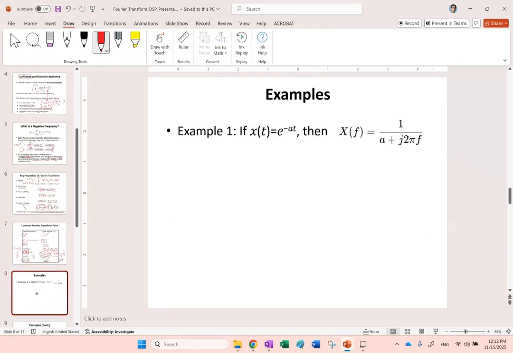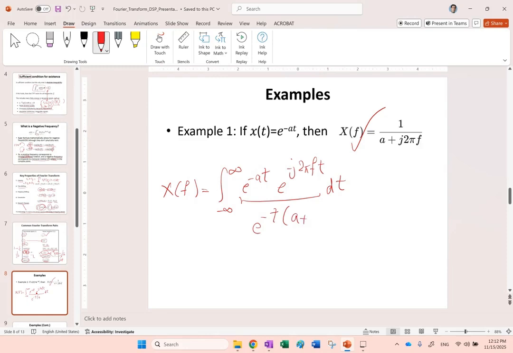So we have a bunch of examples. This one, I guess I already showed you. We don't even need to worry about that if we just use the Laplace transform. But if you want to use the formula of the integral itself, well, x of f was what? It was the integral from negative infinity to positive infinity of x of t, which is this function, times a negative complex exponential, and then integrate over time, right? So here you have to merge these two exponentials, so you get e to the negative t times what? A plus j 2 pi f.